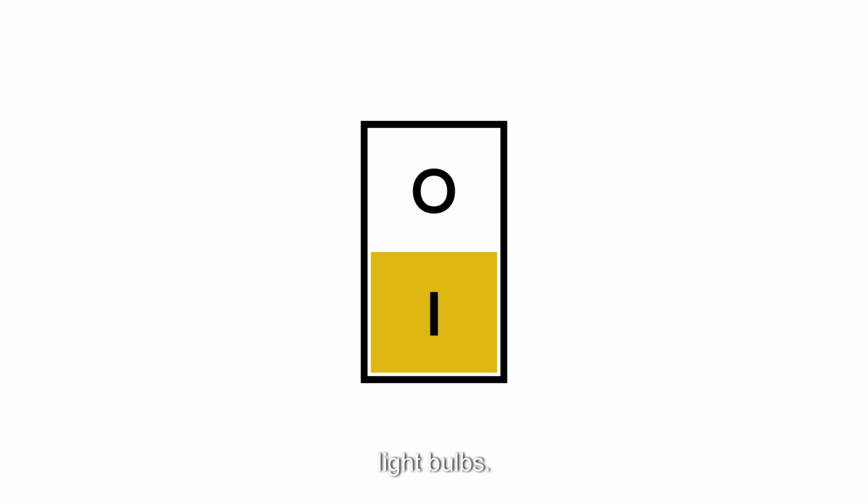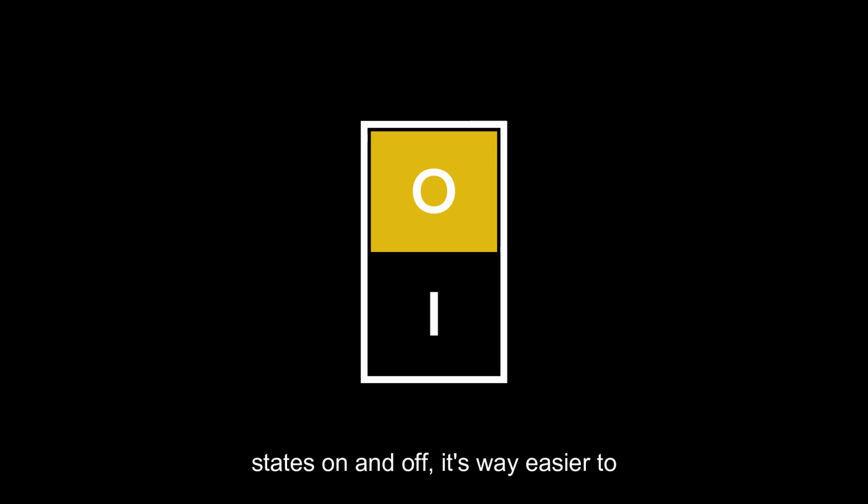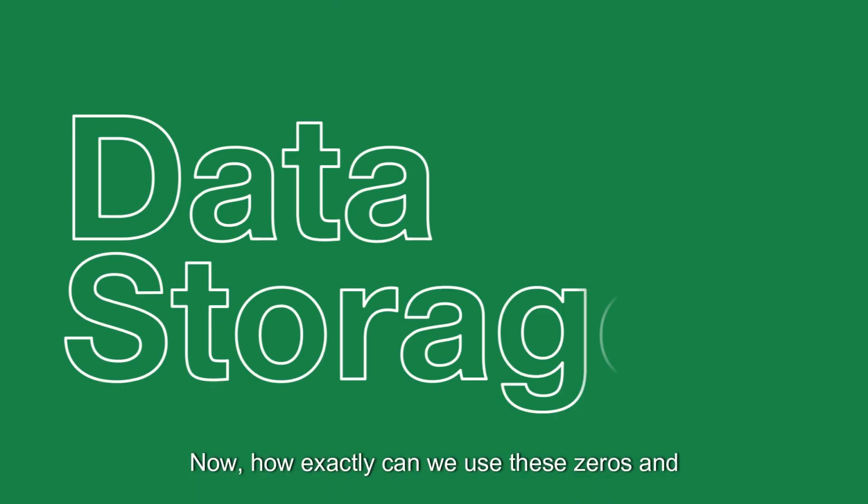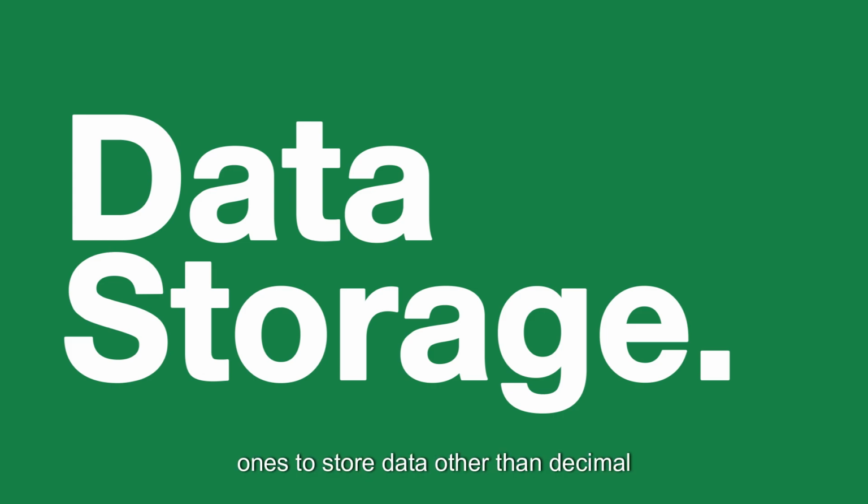All you need to understand is that the computer element that stores data functions similarly to a collection of really little light bulbs. And since those light bulbs only have two states, on and off, it's way easier to represent them using zeros and ones rather than 0 to 10. That's why people use the binary system to store computer data. Now, how exactly can we use these zeros and ones to store data other than decimal numbers?